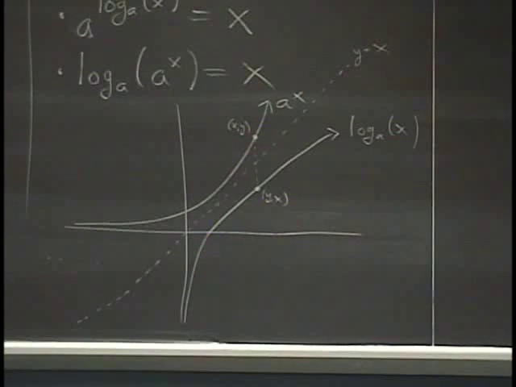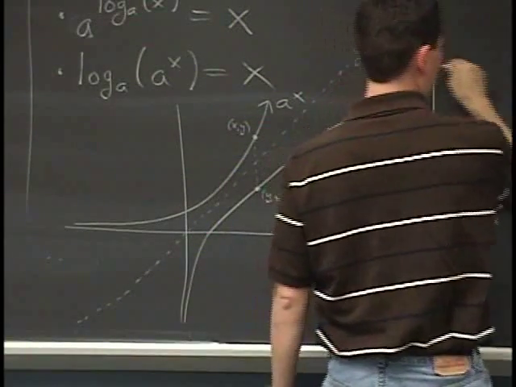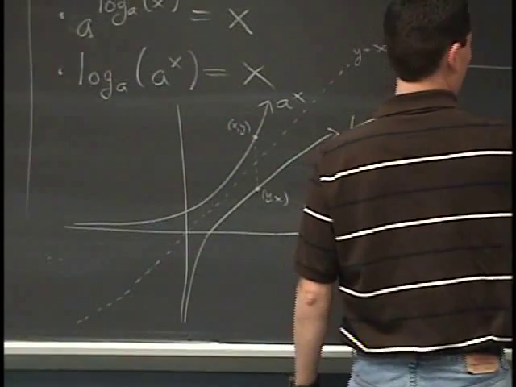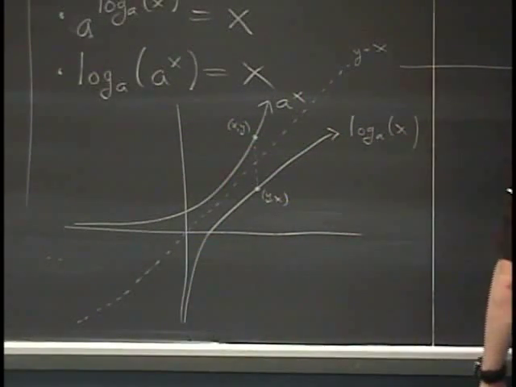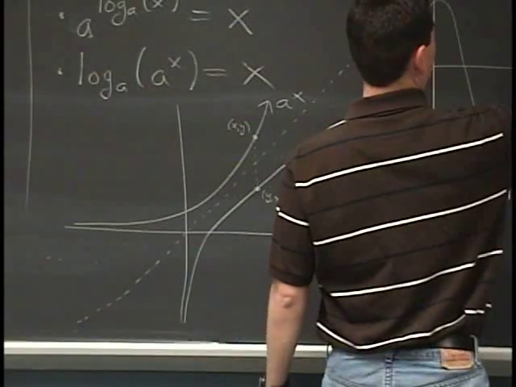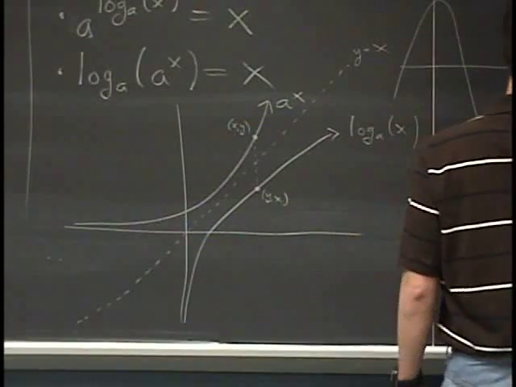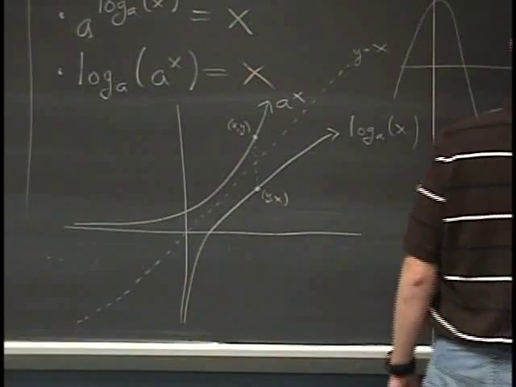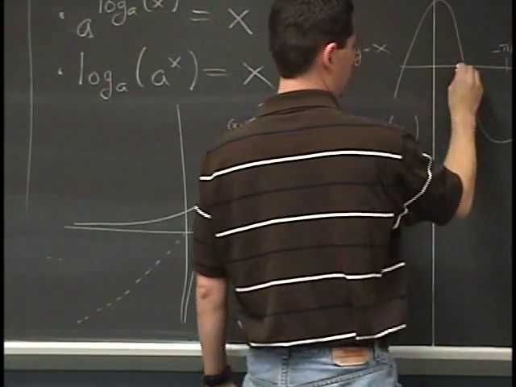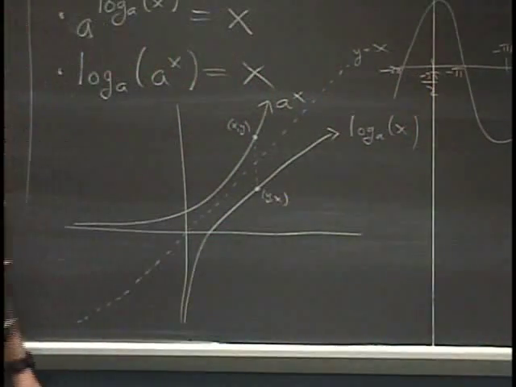Now the key, of course, here is I had to start with a bijection. Let's look at sine of x. This is going between 1 and minus 1. Pi over 2, pi, 3 pi over 2, 2 pi, minus pi over 2, minus pi, minus 3 pi over 2, minus 2 pi. So this is roughly what the graph of sine of x is.